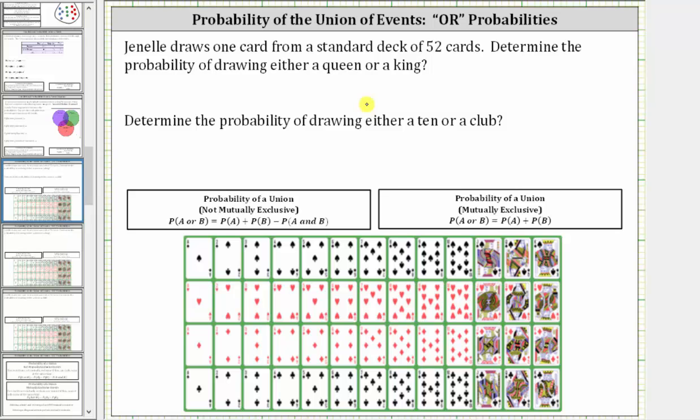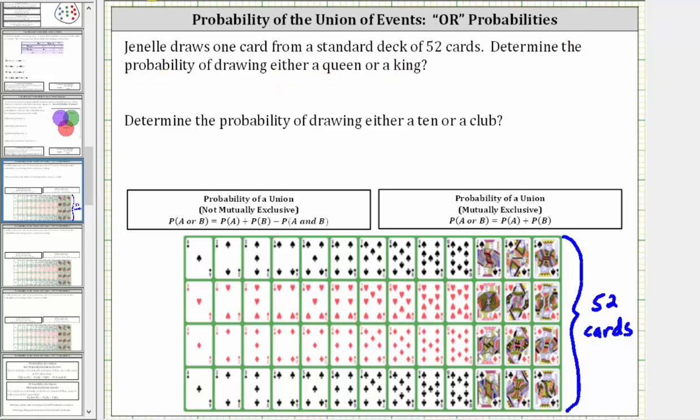In the next video, we'll show how to find these same probabilities using one of the appropriate formulas shown here below for mutually exclusive events and events that are not mutually exclusive. Again, in this video, we will just use the idea of basic probability. So we know Janelle is drawing one card from a deck of cards, and therefore there are 52 possible outcomes. And we're first asked to determine the probability of drawing either a queen or a king.